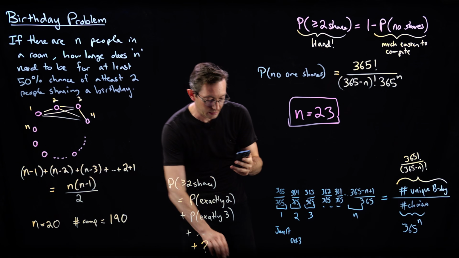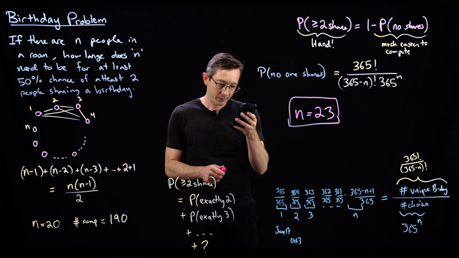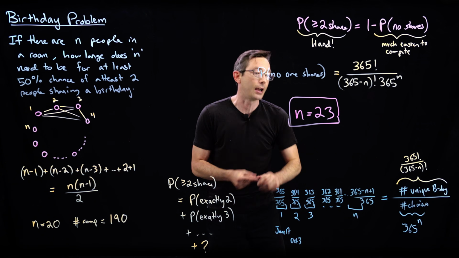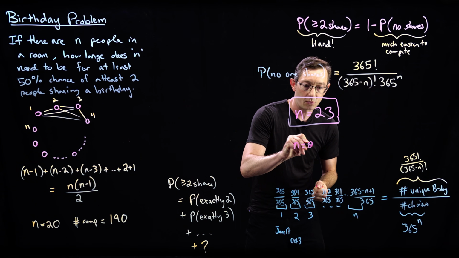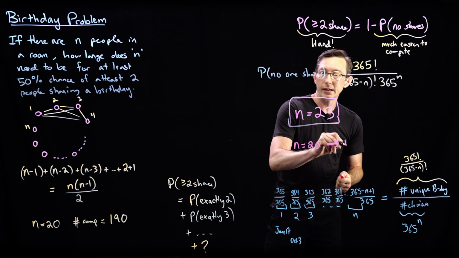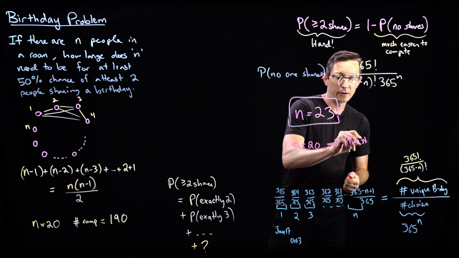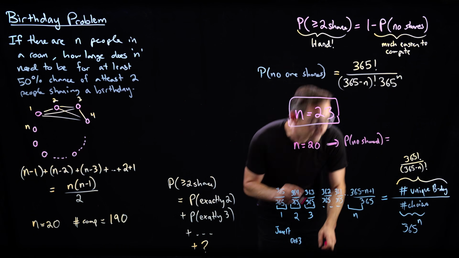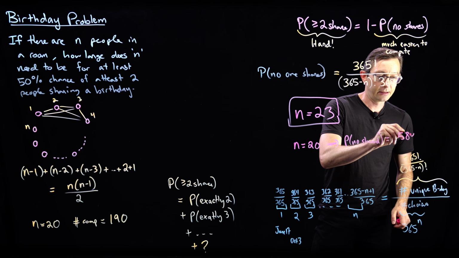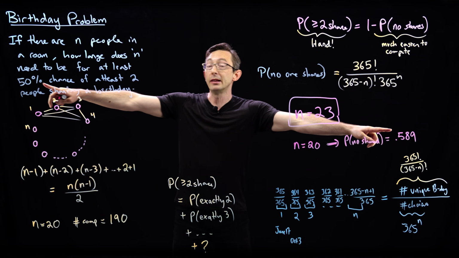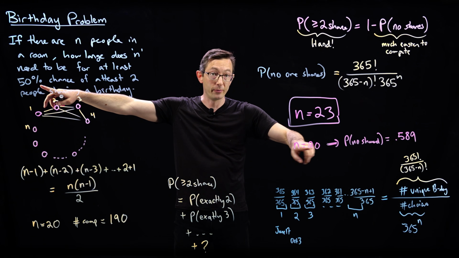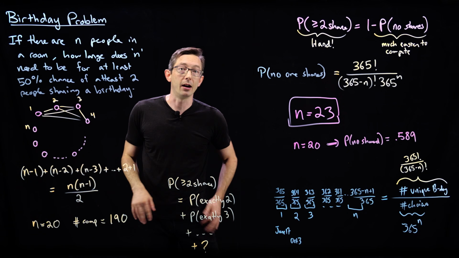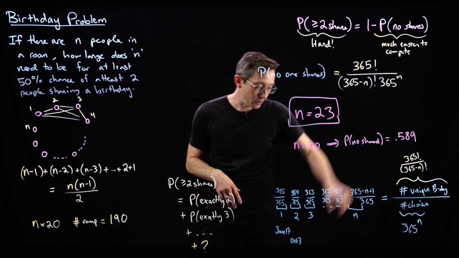Okay, so the probability for 20 days is about 0.589. So n equals 20 gives a probability of no shared birthdays of about 0.589, which means that the probability that two people share a birthday in a room full of 20 is about 40%, 41%. So actually pretty good odds, but not 50. So you can compute this in Wolfram Alpha.